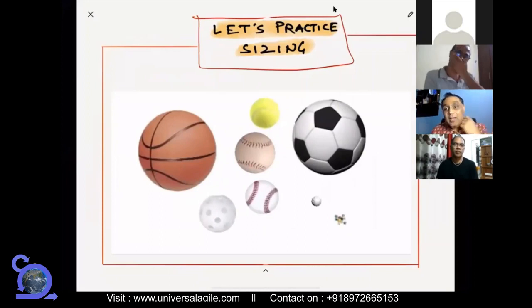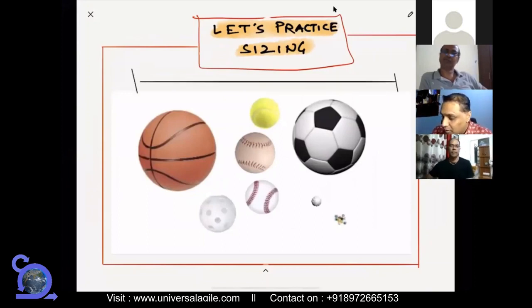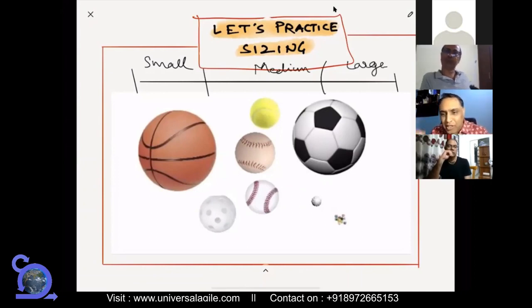And let's see whether we can size it or not. So what you need to do is this. You see some of these objects here. Just think. This portion is called small. This is called medium. And this is called large. 3 sections, 3 buckets. Clear to everybody? These are 3 buckets: small, medium, and large.